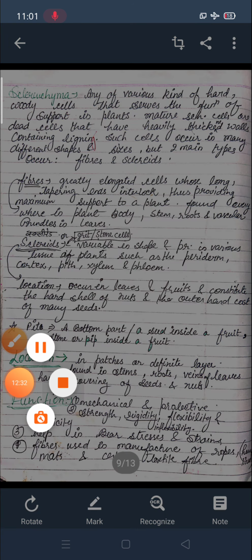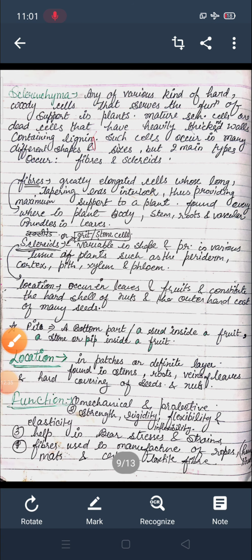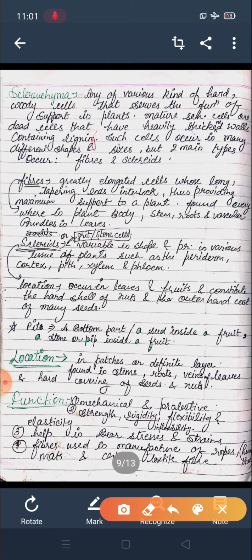So dear students, this is all about the simple permanent tissue. These are three: parenchyma, collenchyma, and sclerenchyma, right?